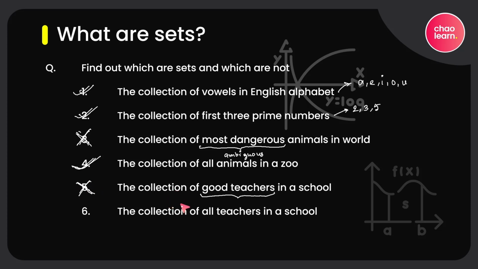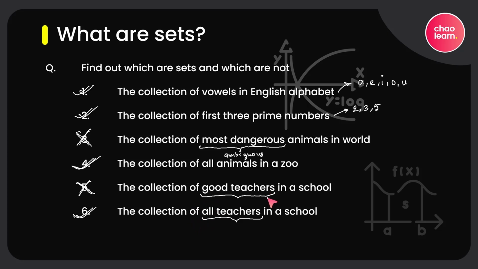On the other hand, when we talk about the collection of all teachers in a school, that's a set because it's well defined. In a school, it's already defined who are the people who can teach in a school, and that's why it's a collection of well defined objects, and those objects are the teachers in that school, right? So here we solved a quick question.